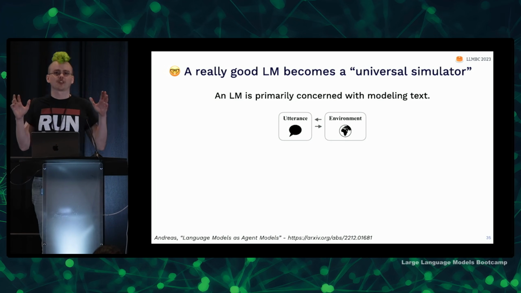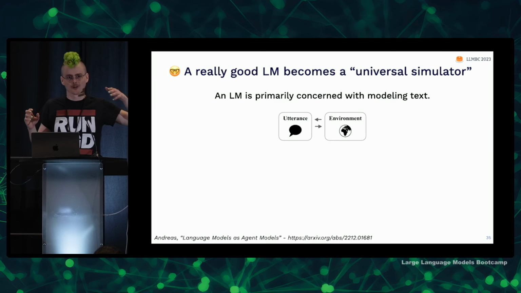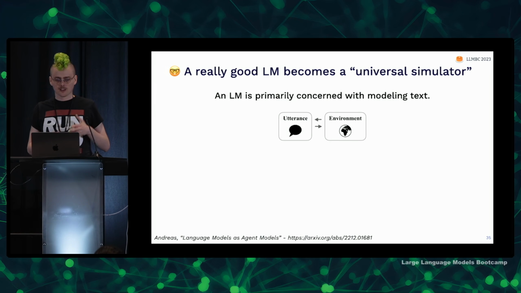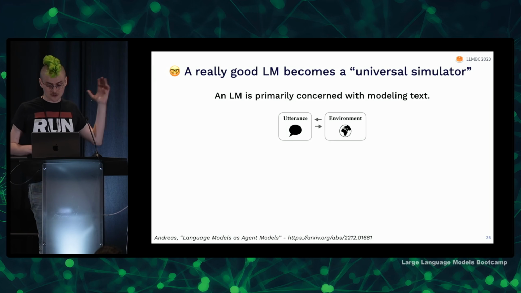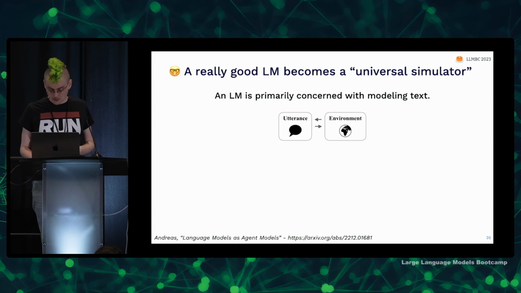And a really good language model, where does this come from, right? I want to compile this back down into thinking about probabilistic models. And where does that come from? A language model is primarily concerned with modeling text. It's primarily concerned with the utterances of humans and machines that end up on the internet. But our utterances, the things that we say, are directly connected to our environment. We speak about things in the world. We speak to do things, to achieve purposes in the world.